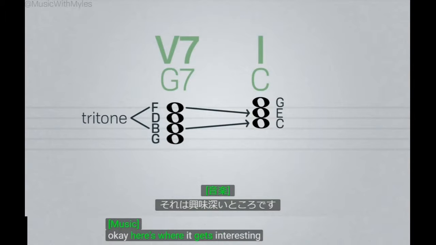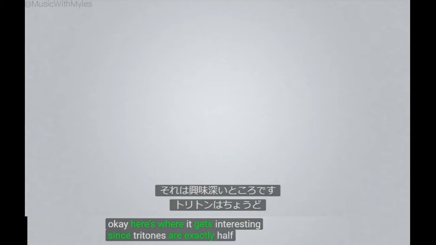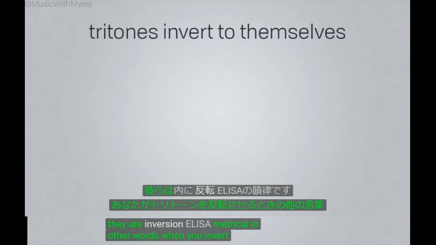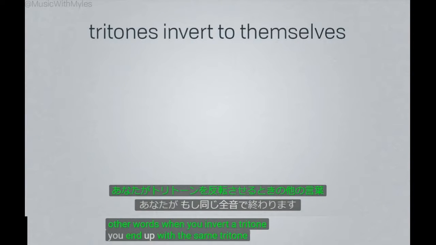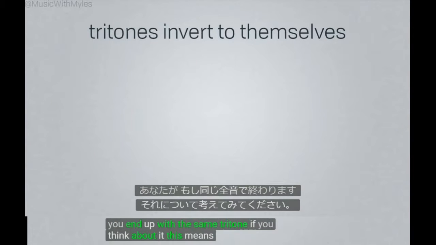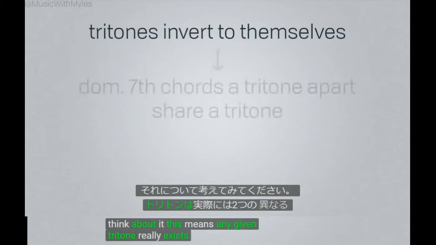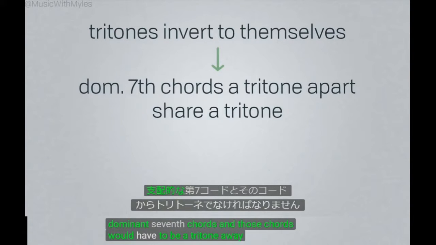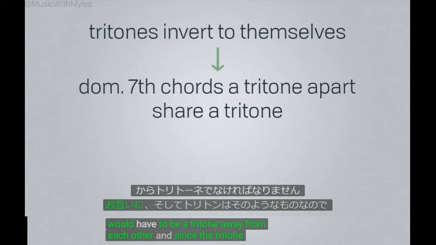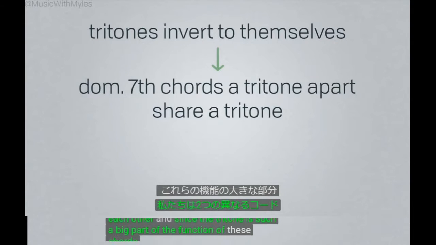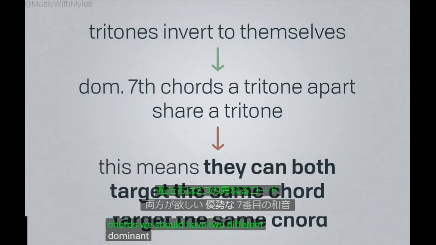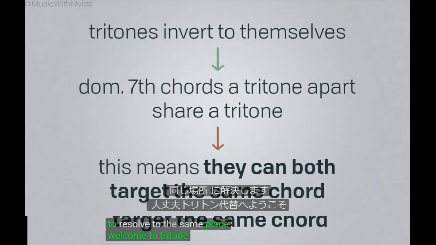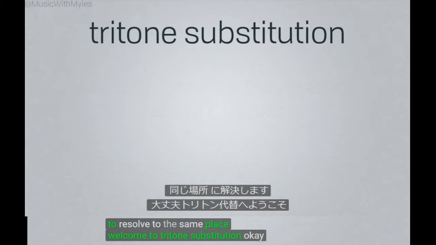Okay, here's where it gets interesting. Since tritones are exactly half of an octave, they are inversionally symmetrical. In other words, when you invert a tritone, you end up with the same tritone. If you think about it, this means any given tritone really exists in 2 different dominant seventh chords, and those chords would have to be a tritone away from each other. And since the tritone is such a big part of the function of these chords, we should have 2 different dominant seventh chords that both want to resolve to the same place. Welcome to tritone substitution.